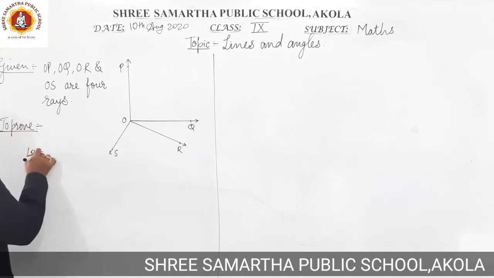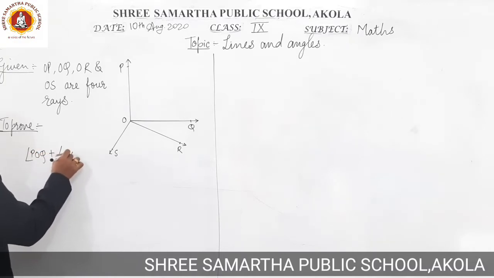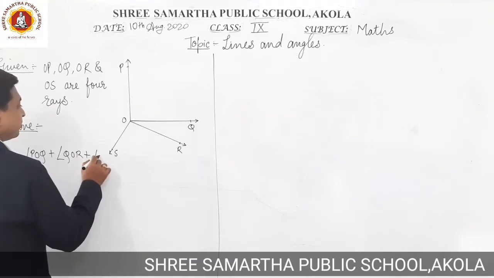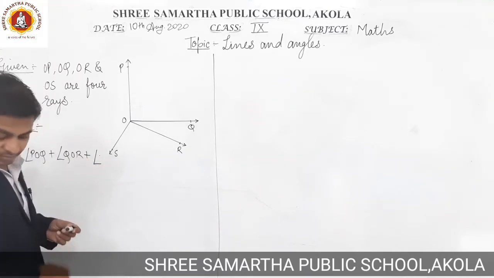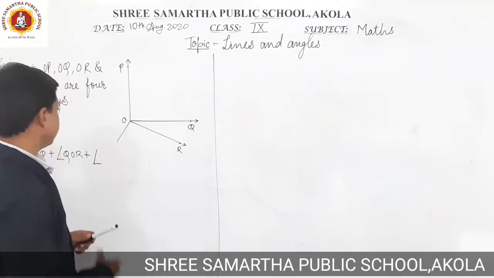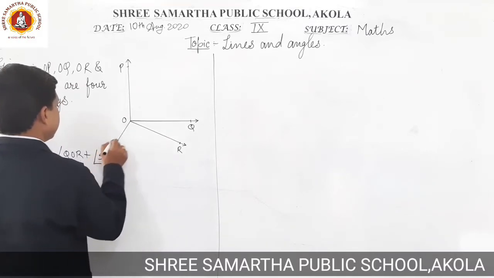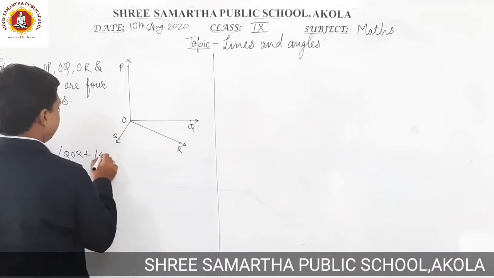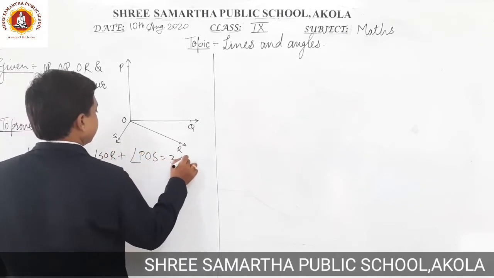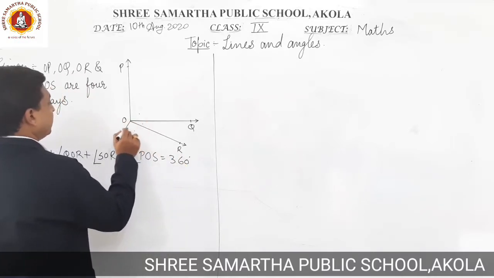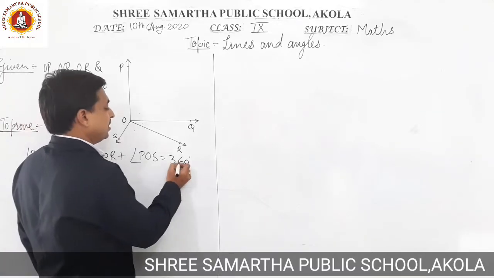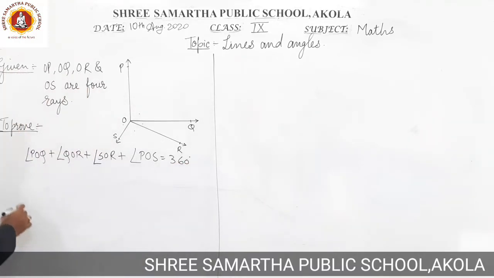angle POQ plus angle QOR plus angle SOR plus angle POS is equal to 360 degrees. That is, the sum of all these four angles is 360 degrees. This we have to prove.